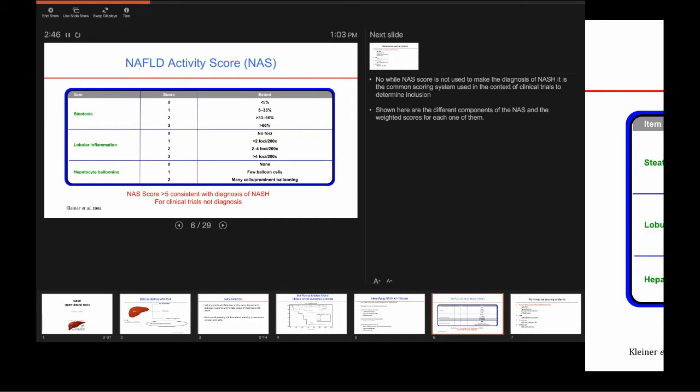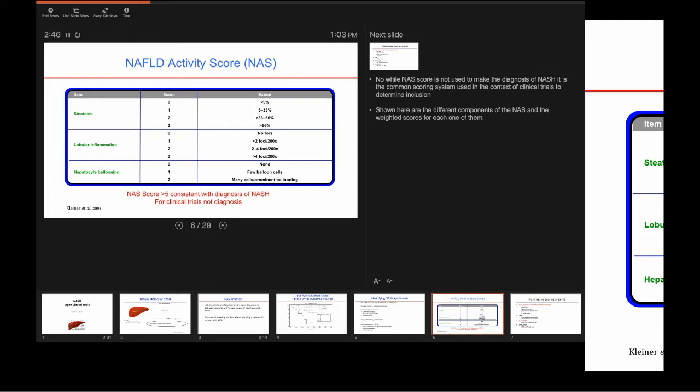This is frequently used to identify patients for clinical trials. The NAS score, and if you have a NAS score of 5, that's usually the threshold that will qualify you to be in a clinical trial. So what they're looking for is a NAS score greater than 5 plus some degree of fibrosis. And now in earlier trials, they just kind of said, okay, if you have a NAS score of 5, you're in. And now you have to have activity in all of the different fields.